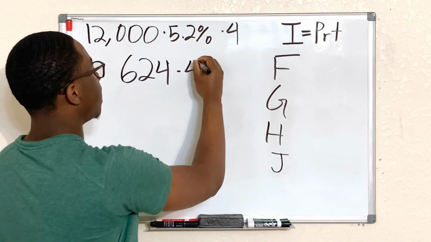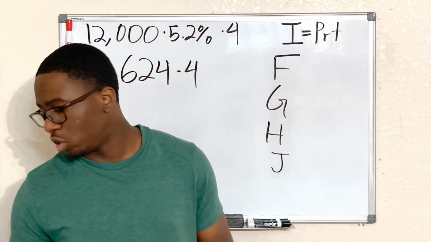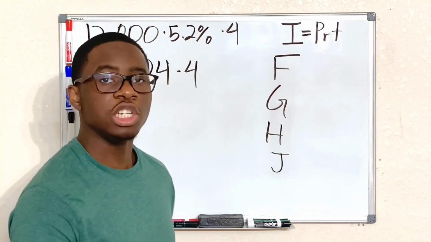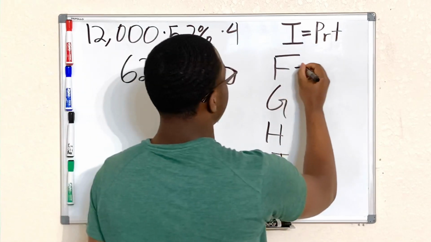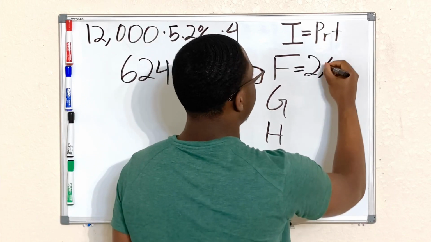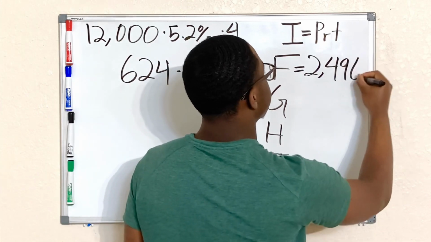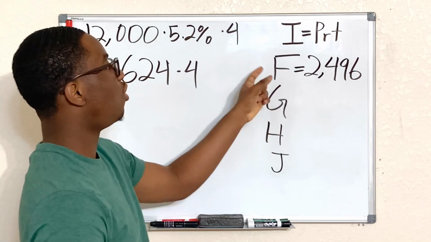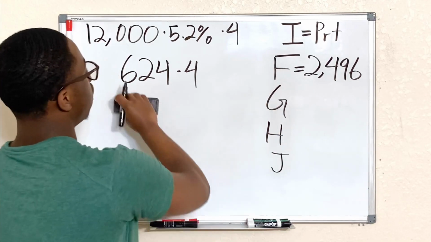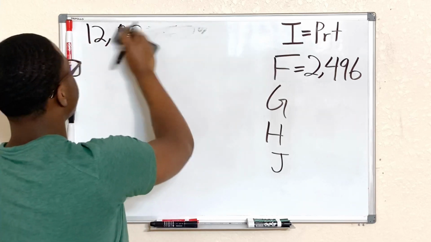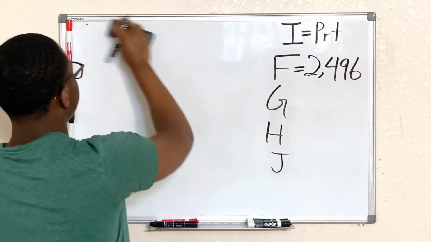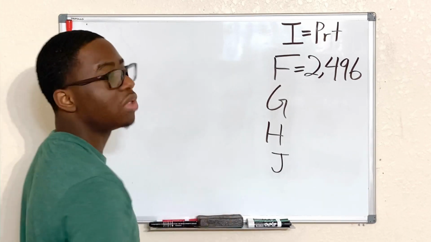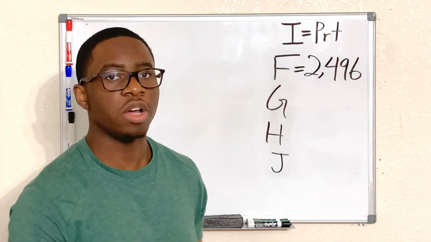Now we're going to multiply that times 4, and that is going to give us 2,496. So this is all going to be equal to 2,496. Now that is going to be our interest for answer choice F. Now I'm going to go ahead and do that 3 more times for all my other answer choices. And you can do the same thing as well. You can pause the video right now and try it on your own.